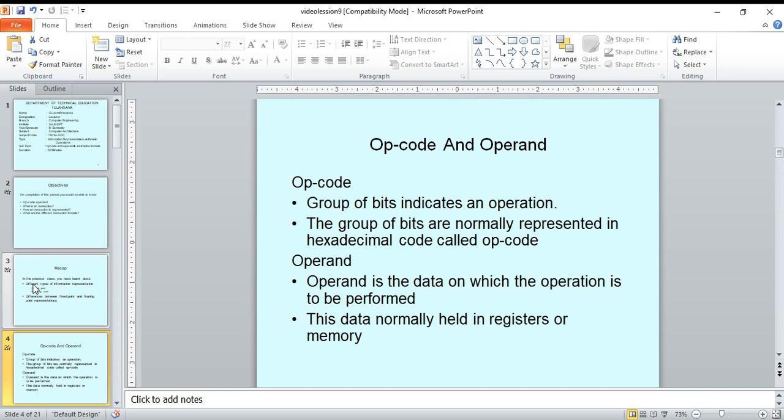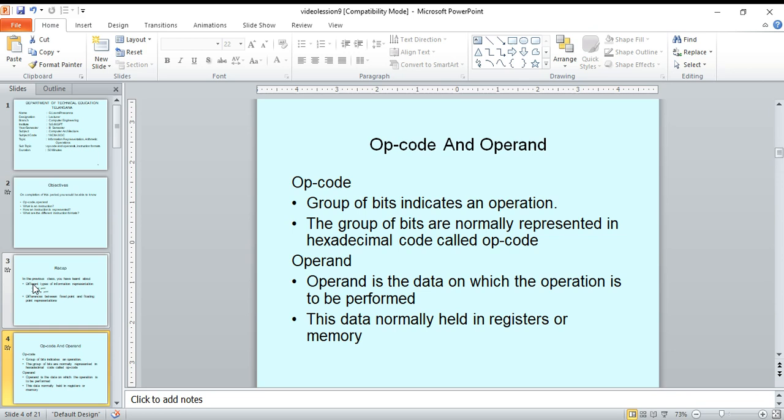Now we will start our class. What is meant by opcode and then operand? Opcode is nothing but a group of bits which indicates an operation that is going to be performed on the data. Simply we can say it represents what operation is going to be performed on the given data. That is nothing but opcode.